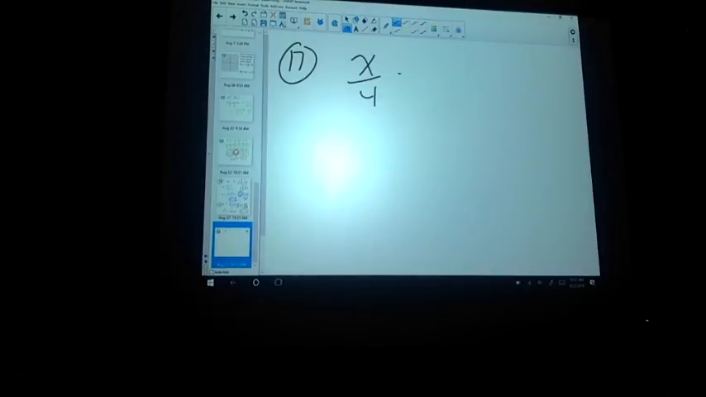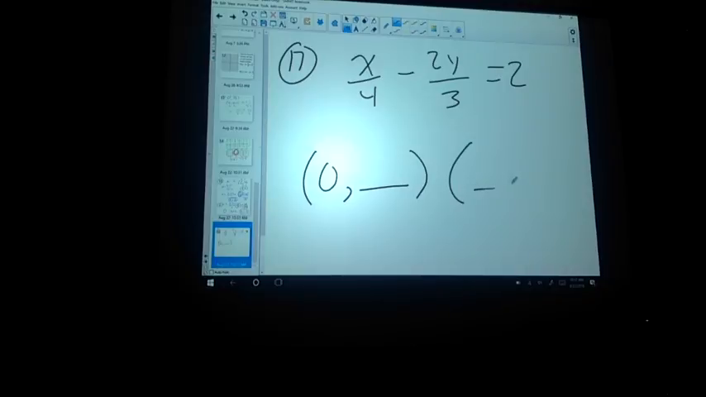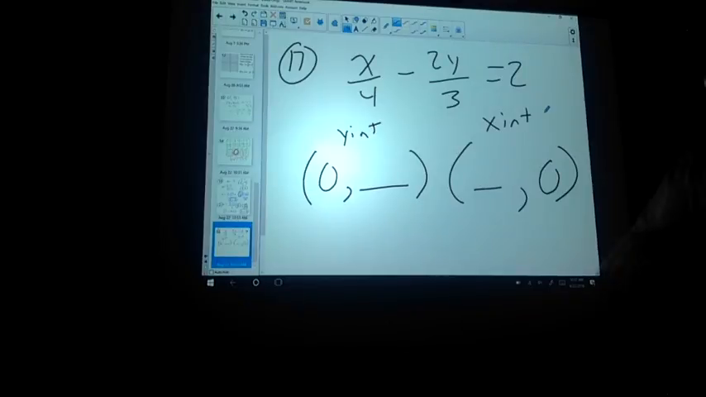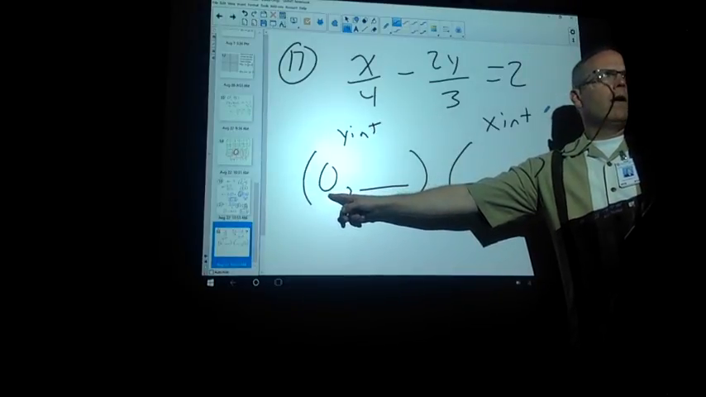Number 17. X over 4 minus 2y over 3 equals 2. Identify the x and the y-intercept for each. Okay. So 0, comma, blank, and blank, comma, 0. Okay, 0, comma, blank finds us the y-intercept because you didn't move to the right or left in the x direction, you just went up or down. And blank, comma, 0 finds you where it crosses the x-intercept, because this will tell you to go up or down. Okay? What value is this, x or y?